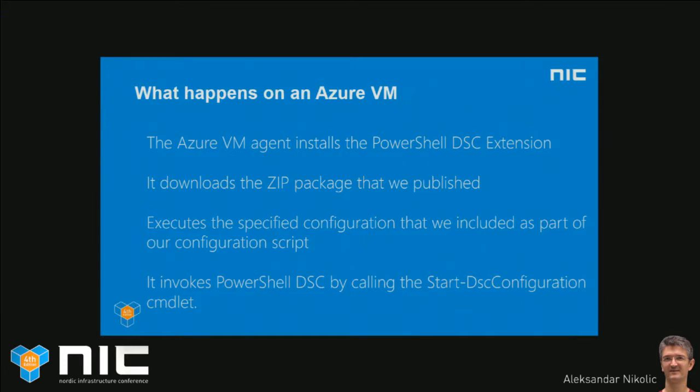What happens on the Azure VM side? The Azure VM agent first installs the PowerShell DSC extension. Then it downloads that package from Azure storage. It executes the specified configuration, because we can have more than one configuration in the configuration script, but we can say, okay, execute the configuration that says like install IaaS. Next to that one, we can have some configurations that are doing different things, and we will probably use them with some different Azure VMs. It doesn't matter.